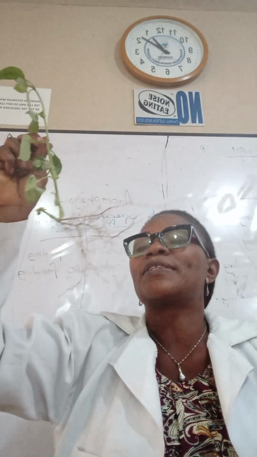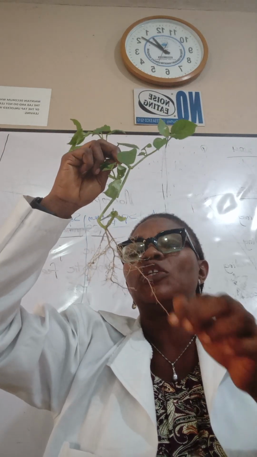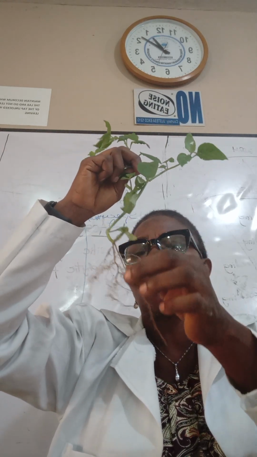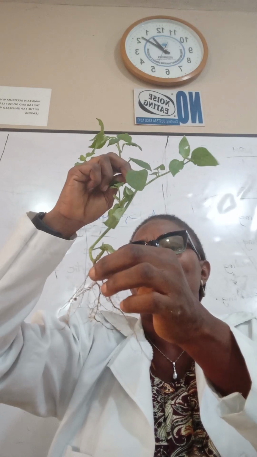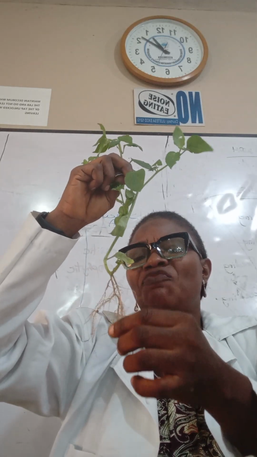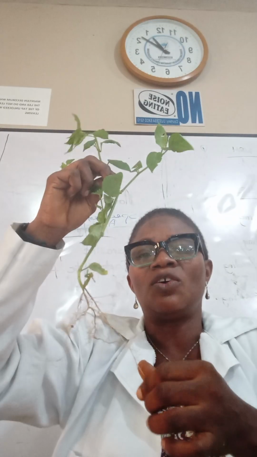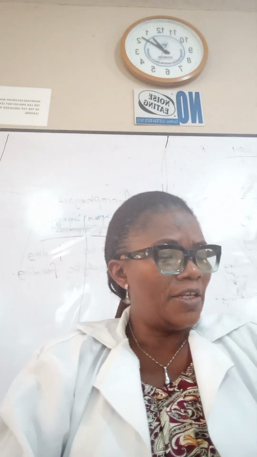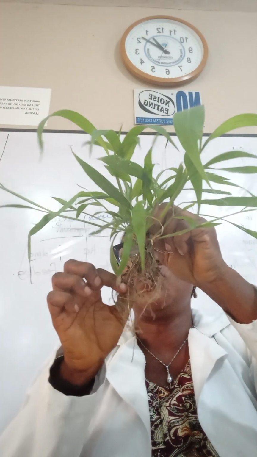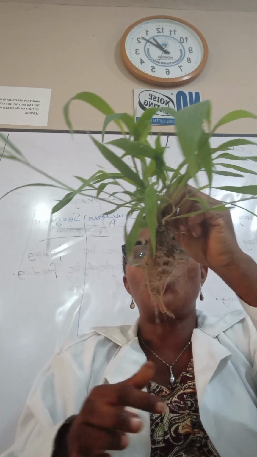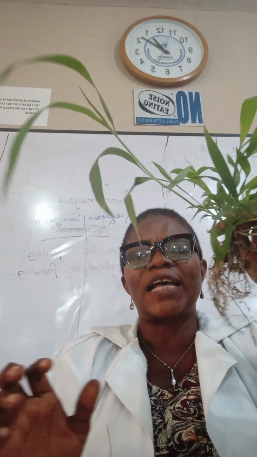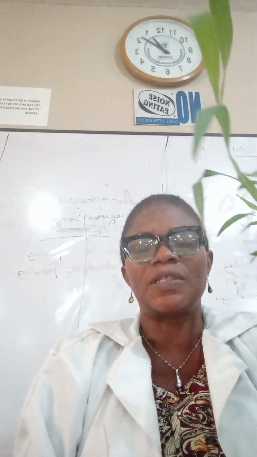Look at this one, for example. Looking at the root system of this, you will see that there is one major root that is main, that is very long, thicker than the others in specimen A. In specimen B, you will see that the roots are all almost of the same size. They are so numerous and almost of the same size.